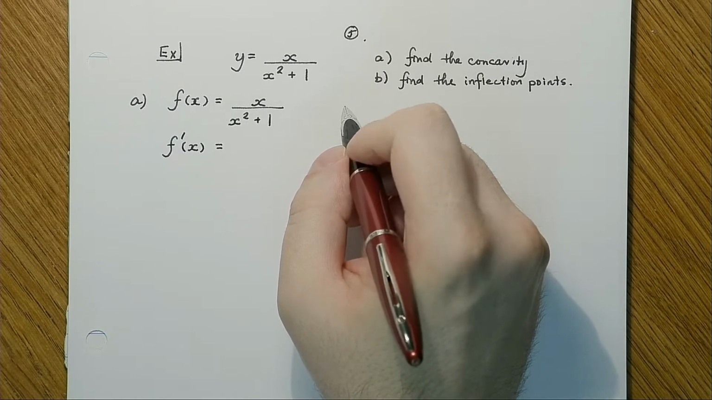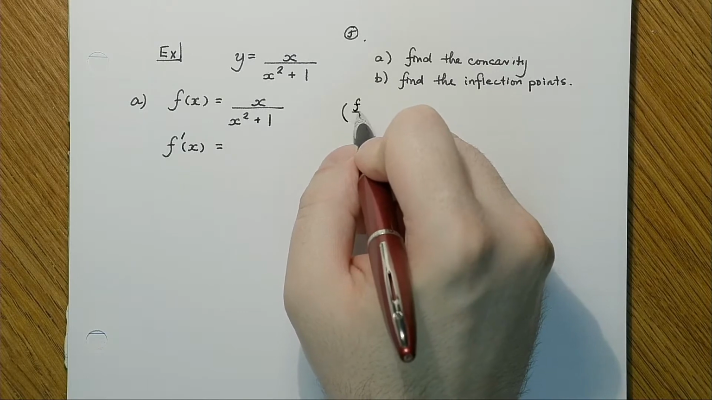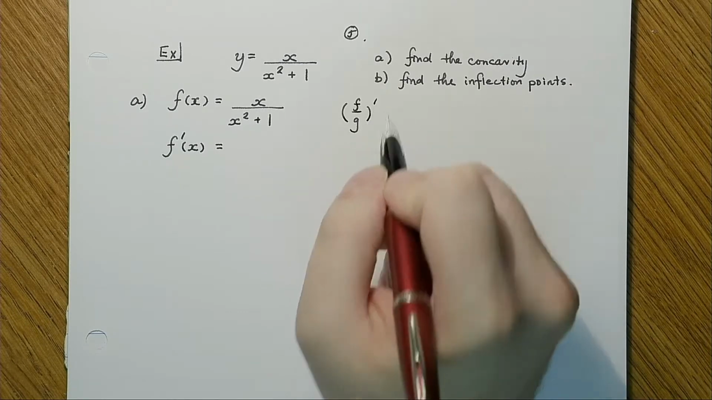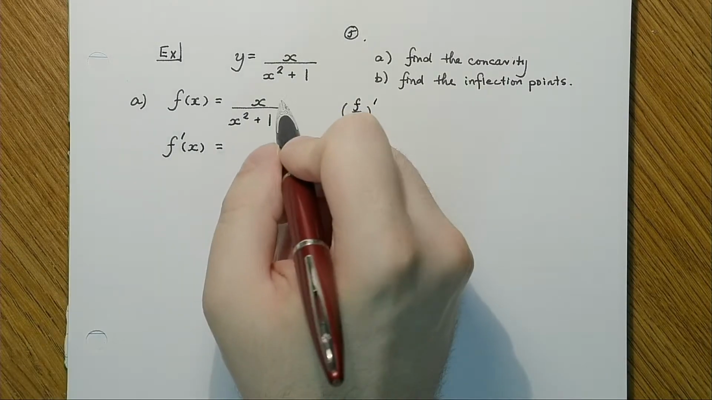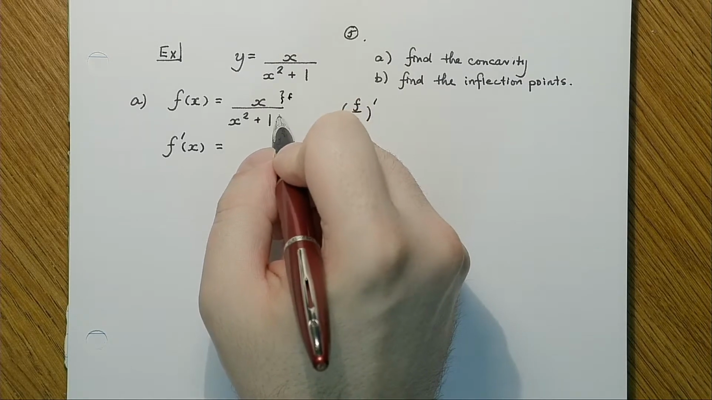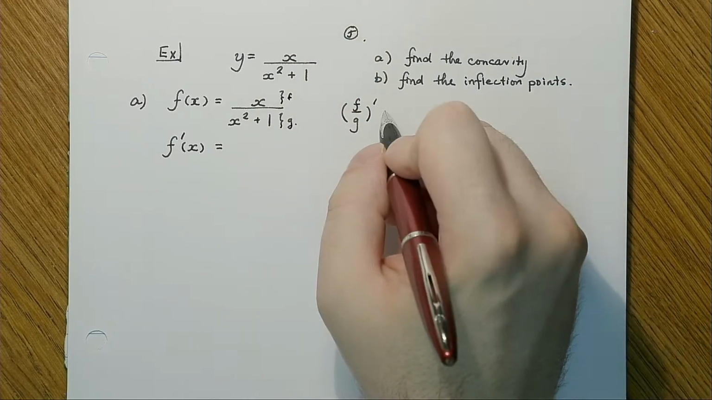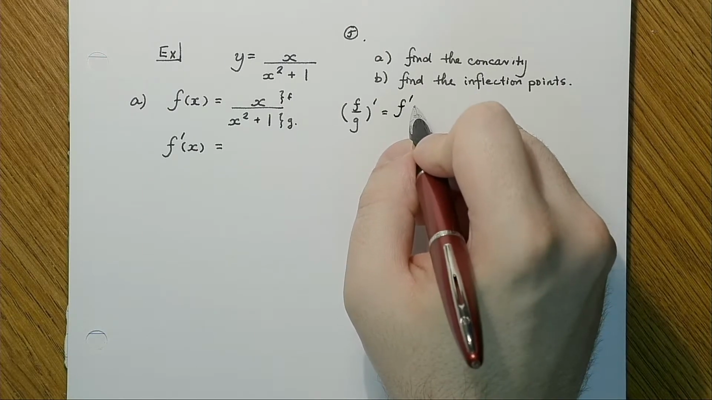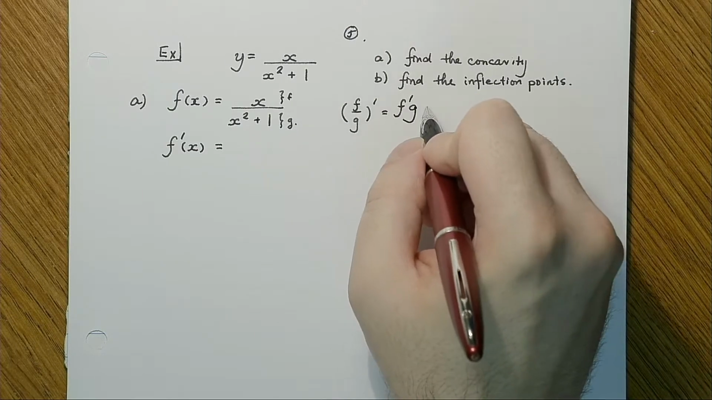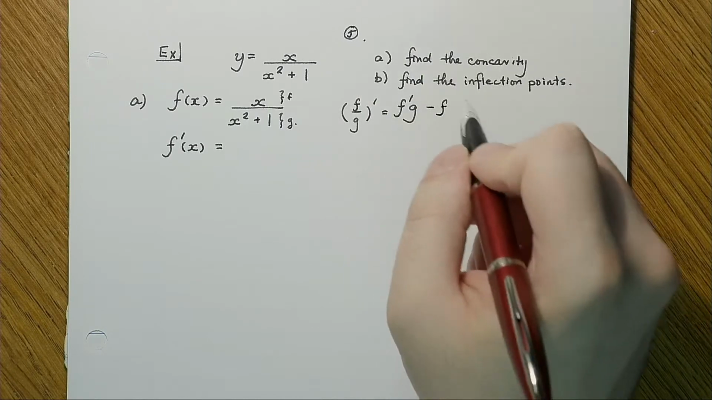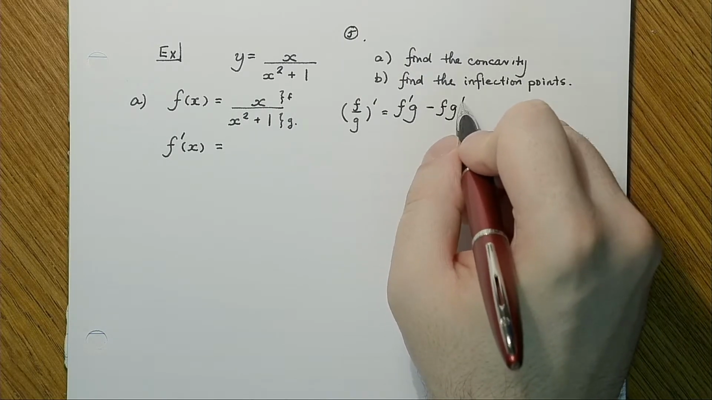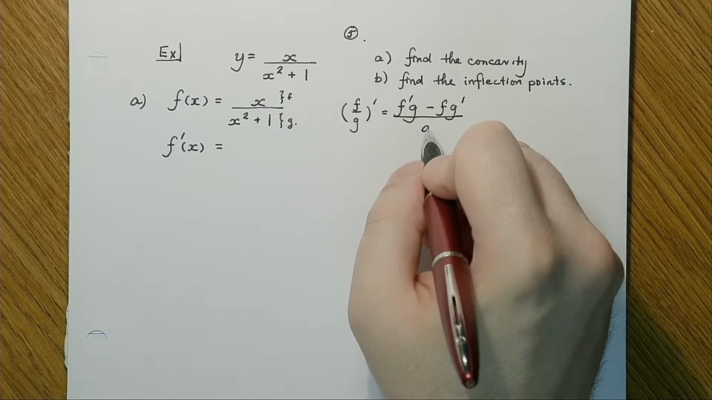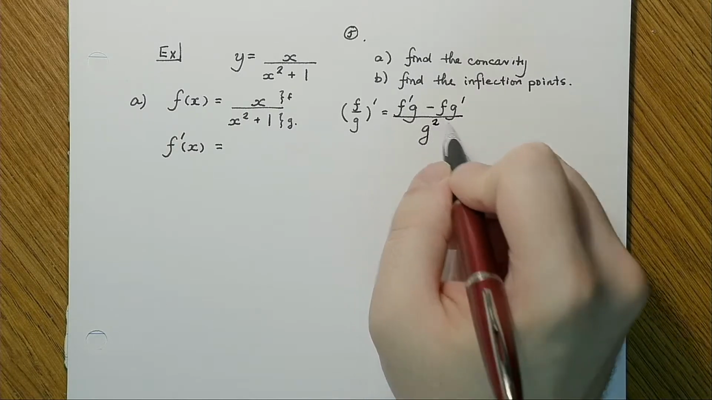And our quotient rule was, so I have f and g. So these are my f. Here's my f, and here's my g. So it's the derivative of the top times the bottom function minus the top function times the derivative of the bottom, all over the bottom function squared.